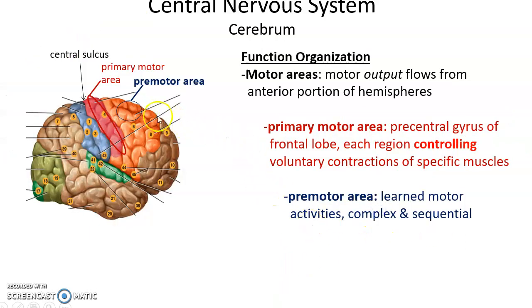There's also the primary premotor area. The premotor area is near the primary motor area. This is where our learned sequential complicated actions occur. So this is where we get that muscle memory. So if someone's a basketball player and they've been doing layups since they were 6 years old, the ability to go through those complex motions to do a layup is learned here in this part of the brain. It could also be for playing the piano or driving the car.